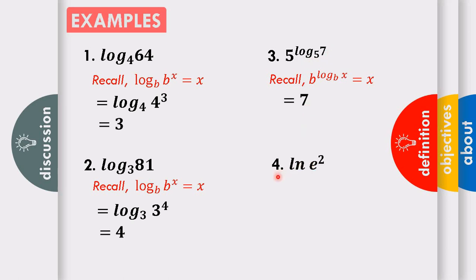So next, natural logarithm of e raised to 2. We have this property: logarithm of e raised to x to the base e is equal to x. So we will change ln to logarithm base e. So we have logarithm of e raised to 2 to the base e. The base is e, and the base of the argument is also e. So therefore, the answer is the exponent, which is 2.